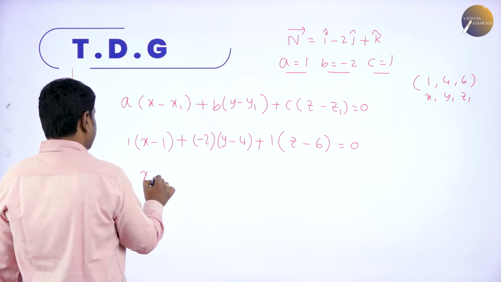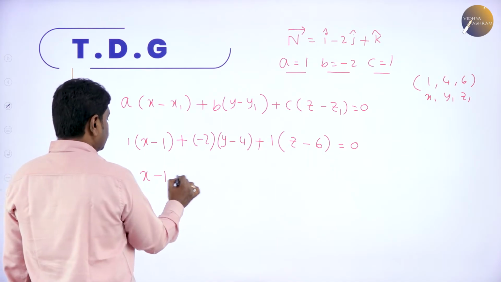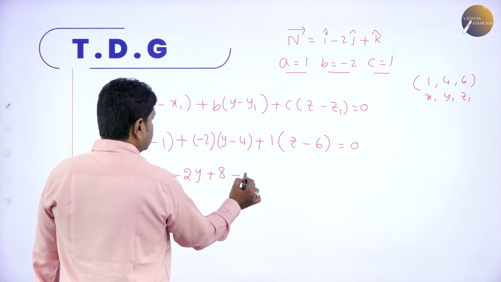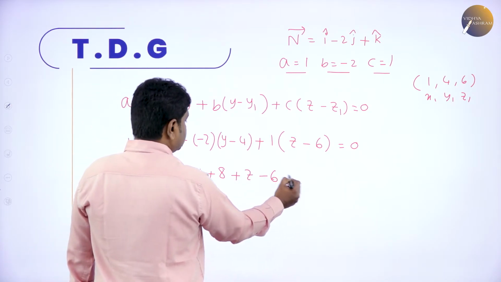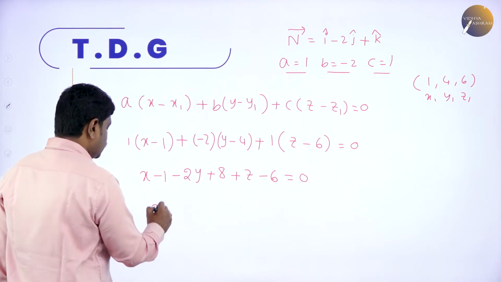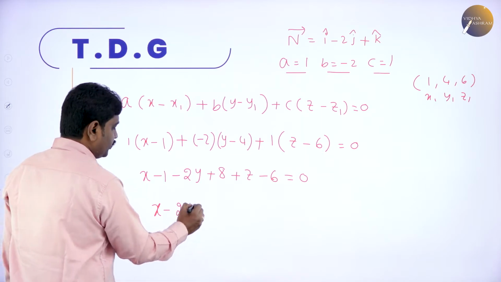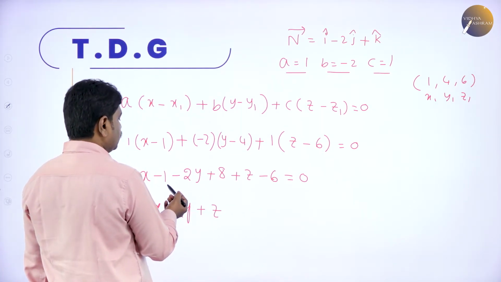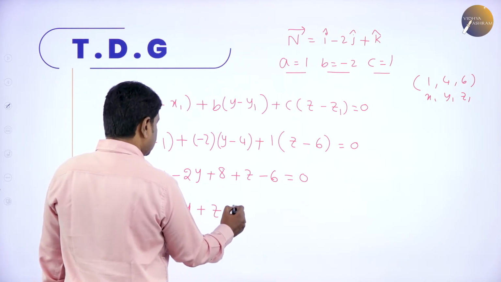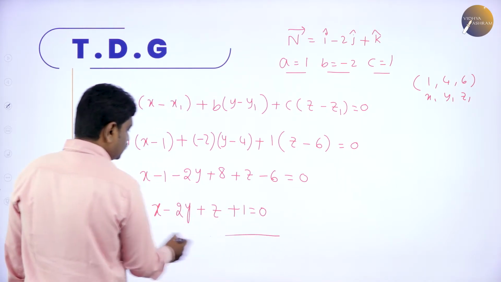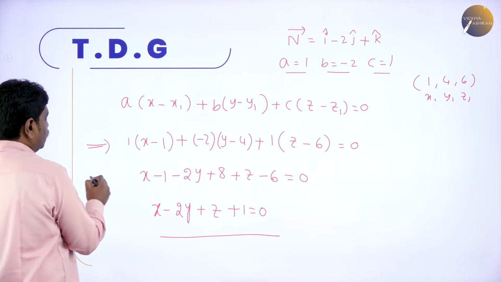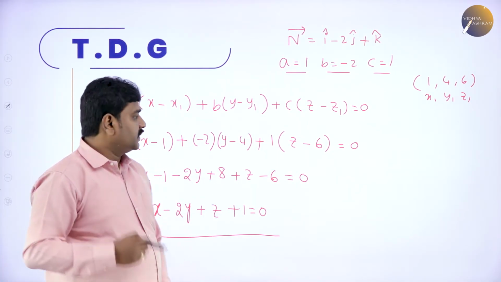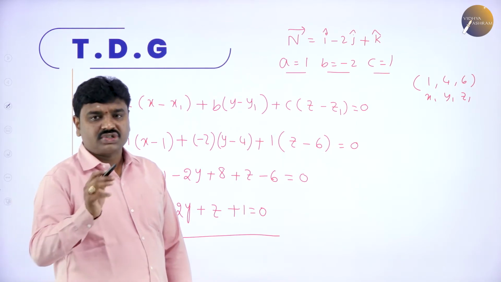Now x minus 1 into 1 is the same. Plus minus 2y, minus into minus plus 4 times 2 is 8, plus z minus 6 is equal to 0. Simplify. So x minus 2y plus z minus 6 minus 1 is minus 7, plus 8 is plus 1, equal to 0 is the required plane. So this is the plane equation. Simplifying this, you will get the required value. I hope all of you understood this.